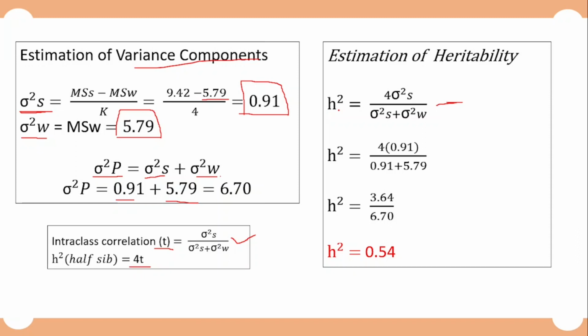So to calculate heritability using intra-class correlation between half sibs, the formula is h square is equal to 4 sire variance divided by sire variance plus error variance. And after solving this equation, the estimate of heritability is equal to 0.54. I hope now you can calculate heritability using different methods which I have talked about in my previous videos and in this video.